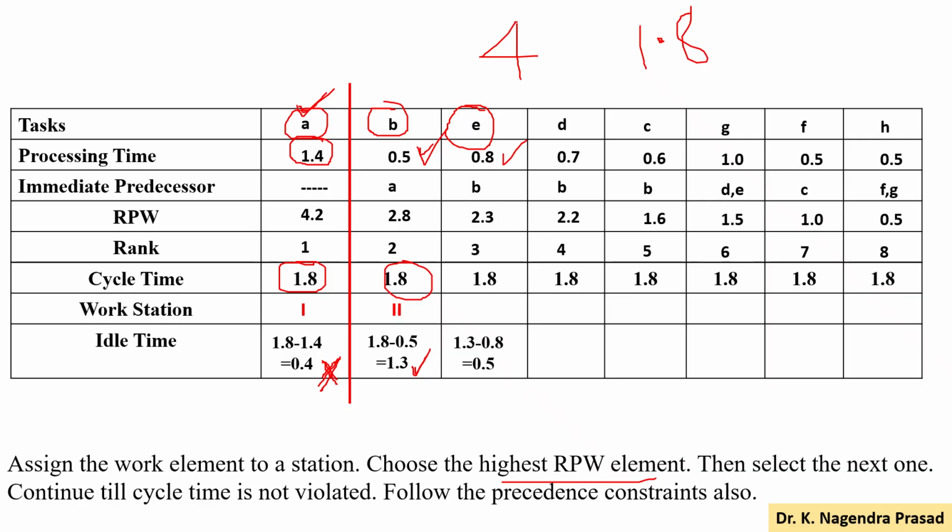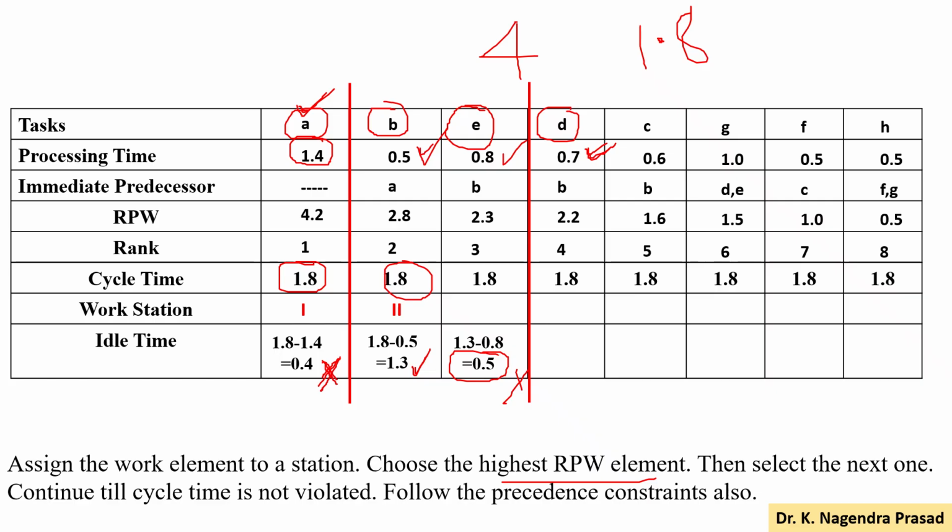it is 0.5. So next we have to move to the task D and its processing time is 0.7. But after allocation of the tasks B and E in the second workstation, idle time or availability time is only 0.5, but the processing time of the task D is 0.7. So in this regard, we can't add the task D in the second workstation. So I have to close workstation 2 with the two tasks, that is B and E.